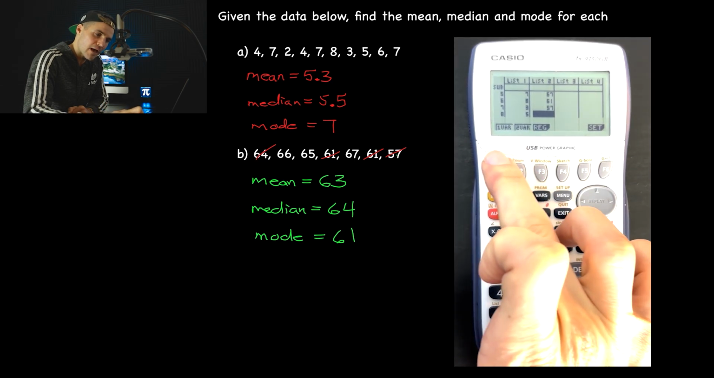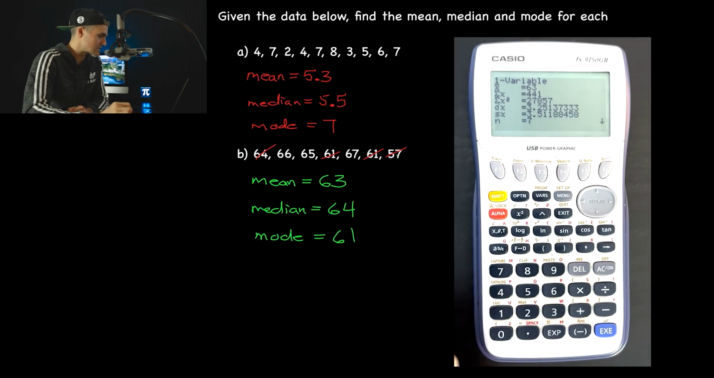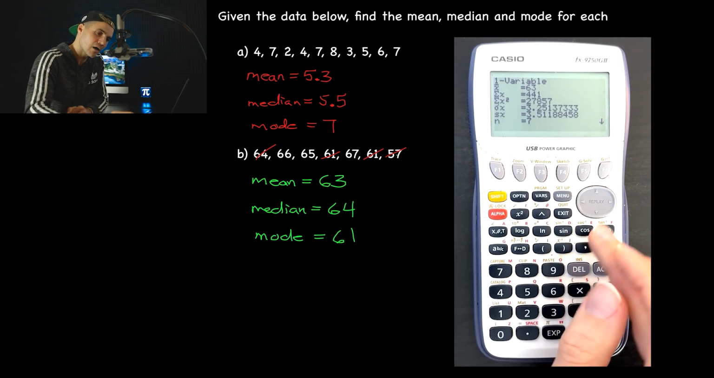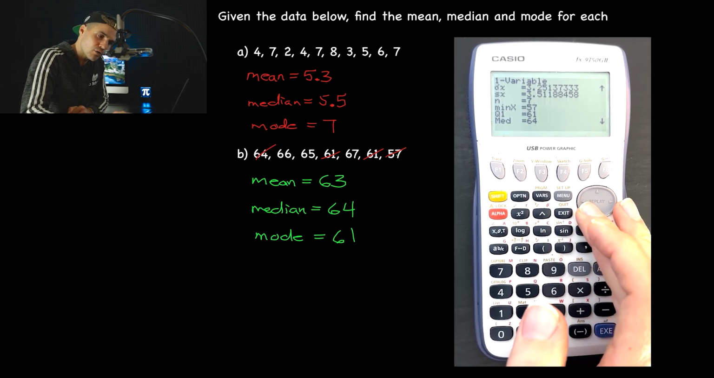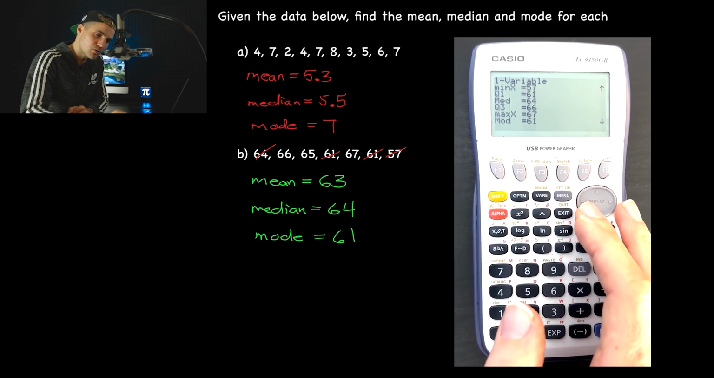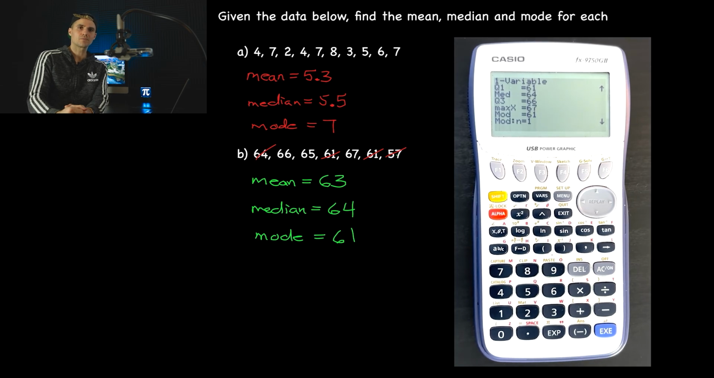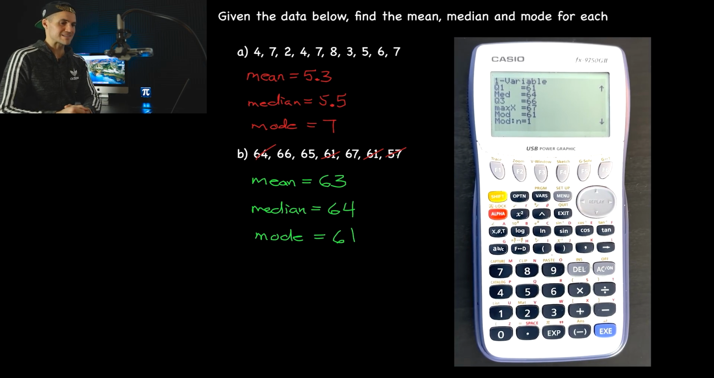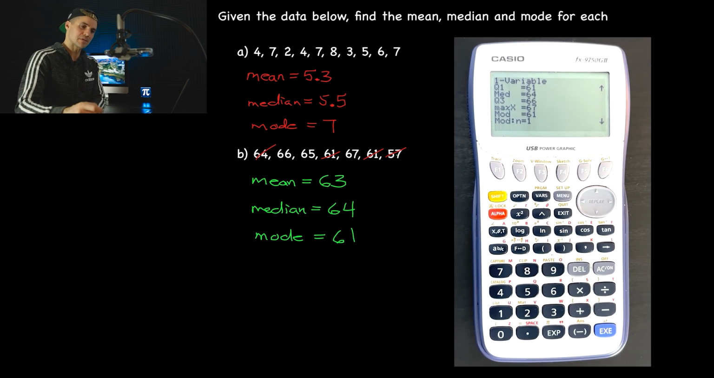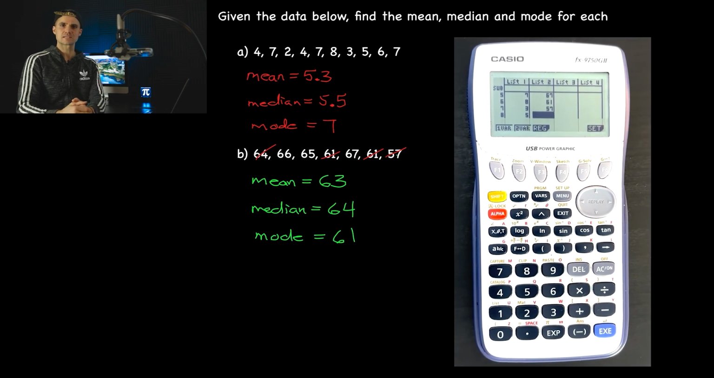And so going back, we go 1 var, and notice the mean is 63, which is exactly what we got. Scroll down a little bit further, the median is 64, which is what we got, and then the mode is 61, which is what we got as well. All right, so that's how the same parameters can be retrieved using the stats calculator. And that is the end of the video.